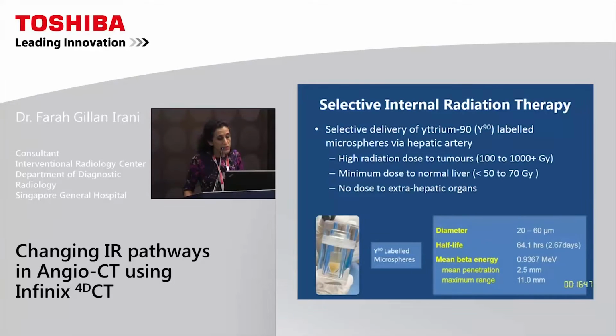So selective internal radiation therapy, as we all know, is the delivery of yttrium-90 microlabeled microspheres into the hepatic artery, whereby you give high radiation dose to the tumor, keeping the dose to the normal liver very minimal, and you tend to get no dose to the extrahepatic organs.